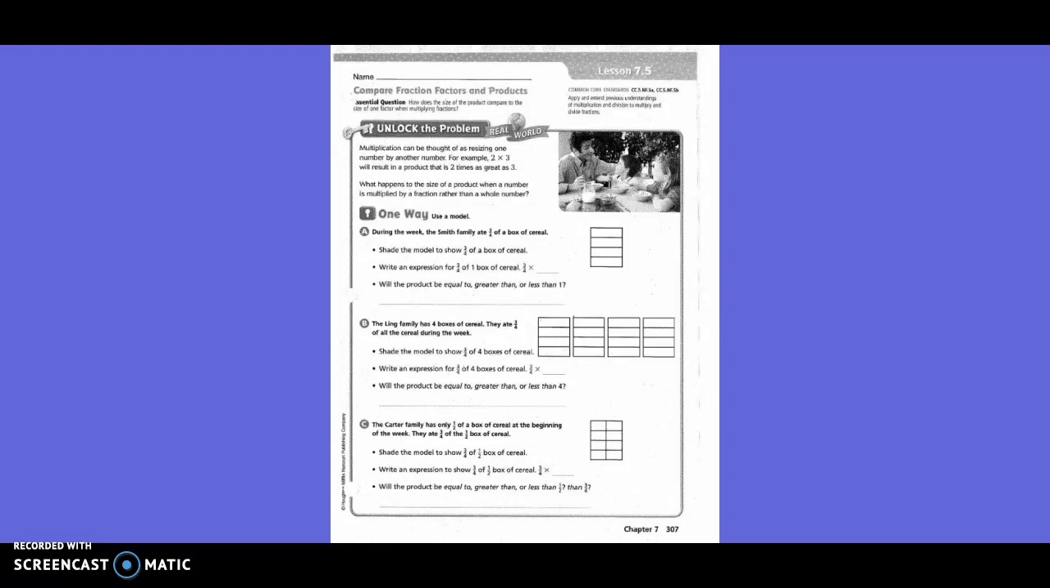What happens to the size of a product when a number is multiplied by a fraction rather than a whole number? One way, use a model. During the week, the Smith family ate 3/4 of a box of cereal. Shade the model to show 3/4 of the box of cereal. So how many of those 4 pieces are we going to shade? 3.